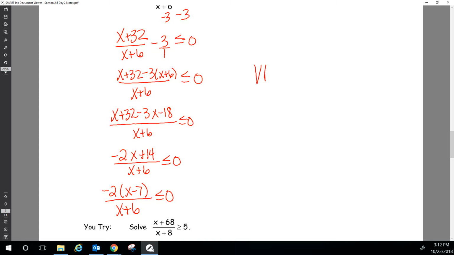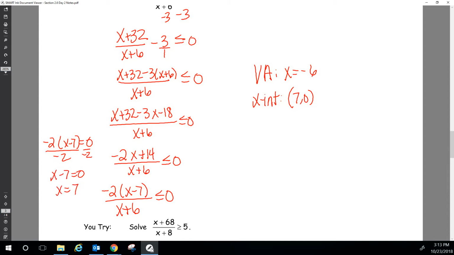So my vertical asymptote is just going to be x is equal to negative 6. My x-intercept is going to be what makes this 0. So think of it this way. Some of you guys are asking, isn't it also x equals 0? Because it's just 7, 0. Keep in mind, this negative 2 doesn't have an x by it, so I can divide off that negative 2, and I just get this linear equation. In other words, if you plugged in 0 into here, you'd have 0 minus 7. Negative 7 times negative 2 would be positive 14. That does not equal 0. 7 is your only x-intercept.